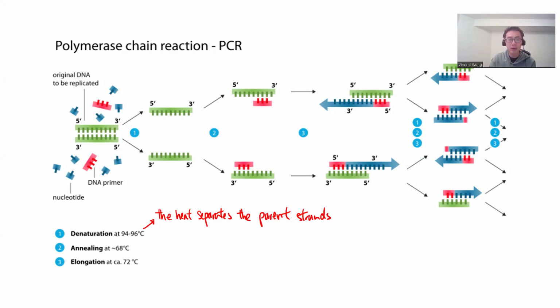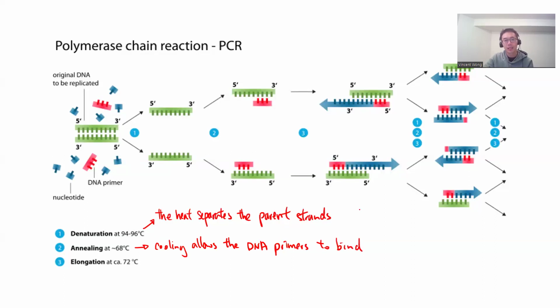Then you need to cool it down a little bit. This cooling stage is called annealing. The cooling allows the DNA primers to bind.